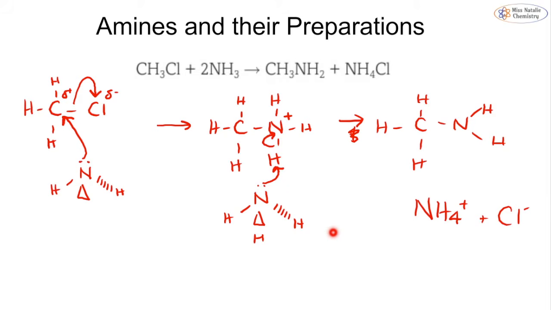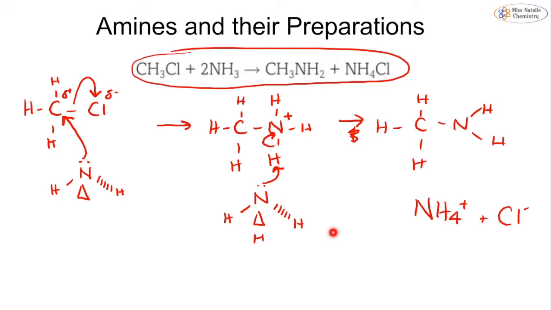Now, as I said, you don't need to know the mechanism for this, but it does make it a little bit easier if you can follow to see how this actually happens. What you do need to know is this equation here. You need to be able to write the equation to show the formation of our primary amine.